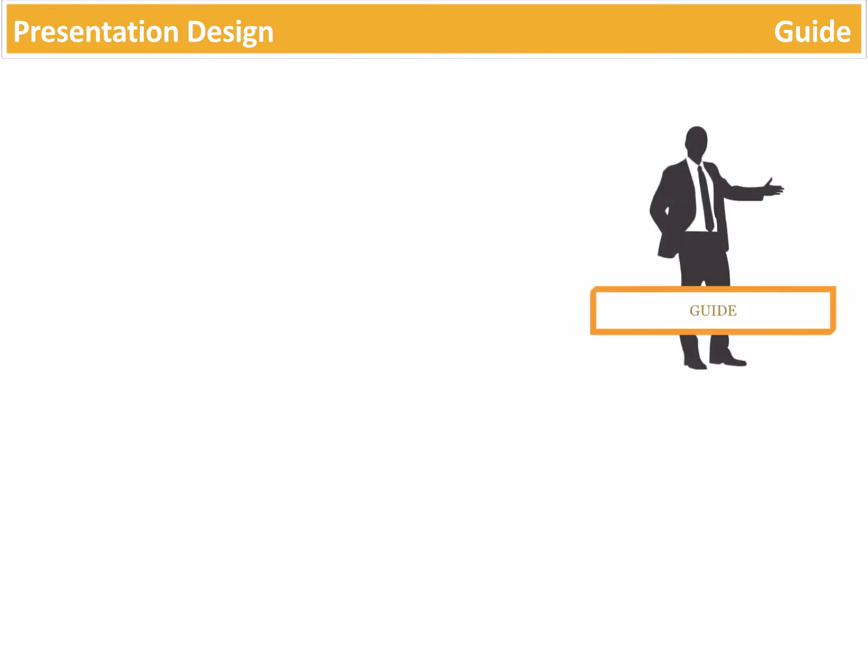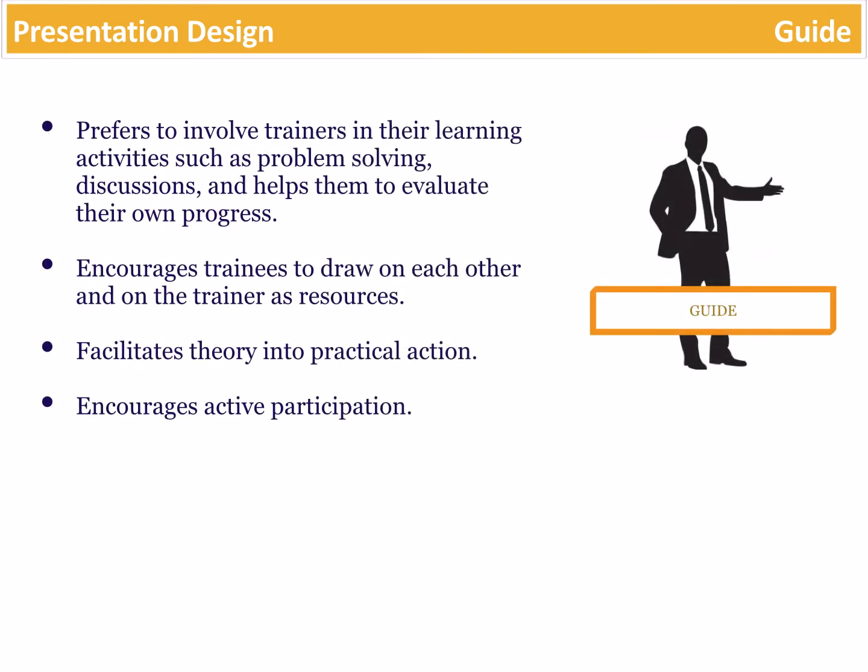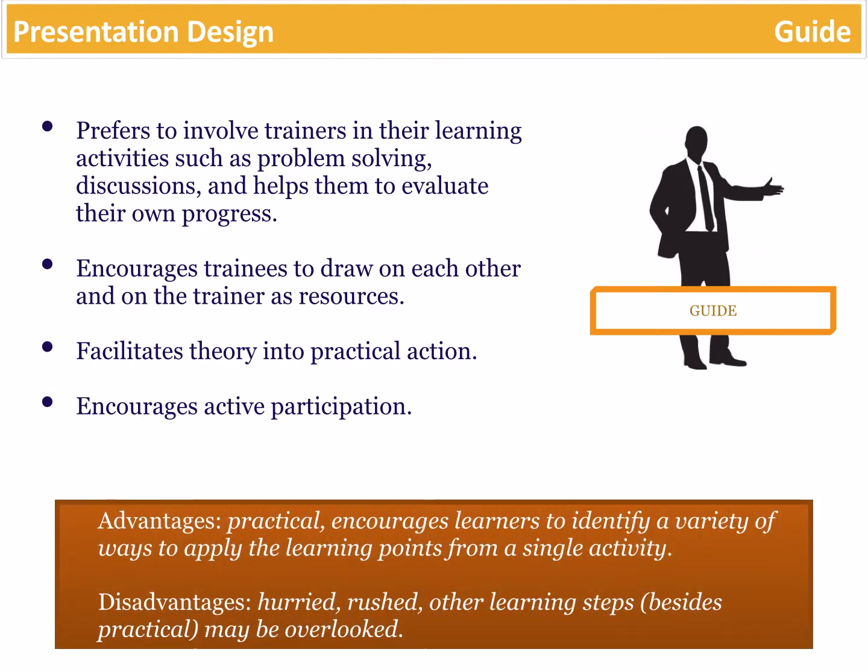The fourth and final primary training style to look at in this discussion is the guide. The guide prefers to involve trainees in their learning activities such as problem solving and discussions, and helps them evaluate their own progress. The guide also encourages trainees to draw on each other and on the trainer as resources. The guide also facilitates theory into practical action and encourages active participation. Some of the advantages of the guide style are that it's practical and encourages learners to identify a variety of ways to apply the learning points from a single activity.